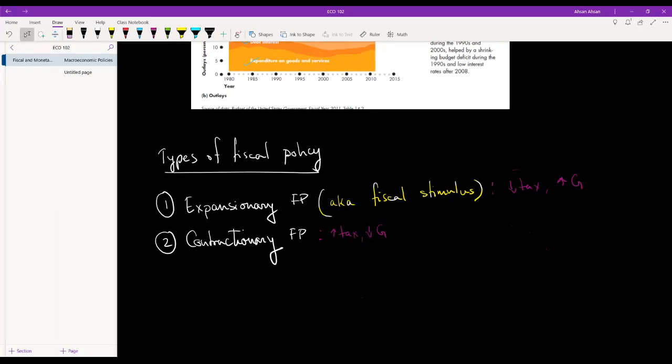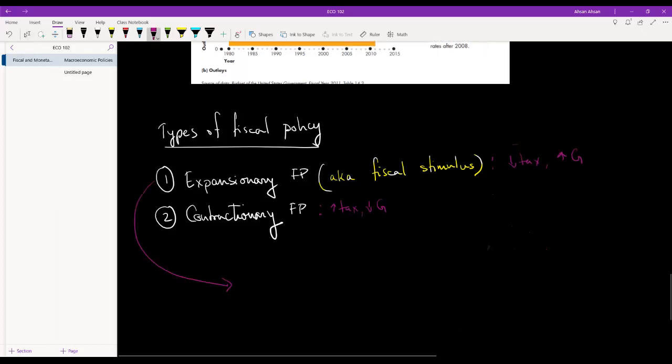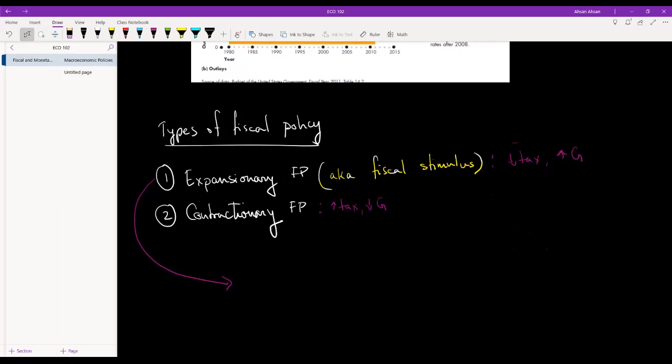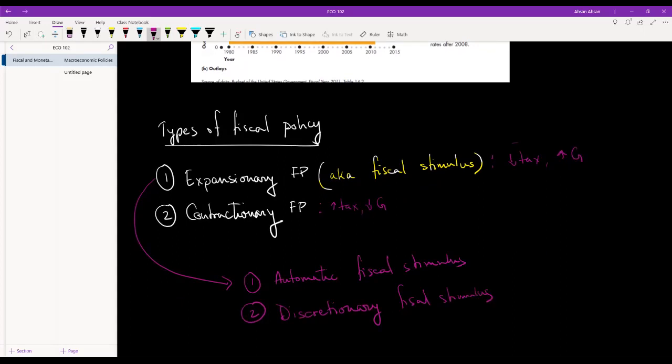Now, expansionary fiscal policy is of two types. Okay, so let's bring this down here. There are two types of expansionary fiscal policy. One is called an automatic fiscal stimulus, and the other one is called discretionary fiscal stimulus. Okay, so what are they?